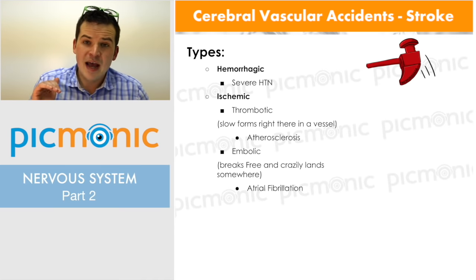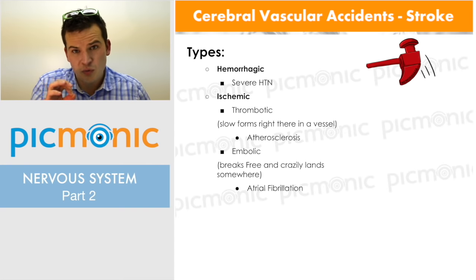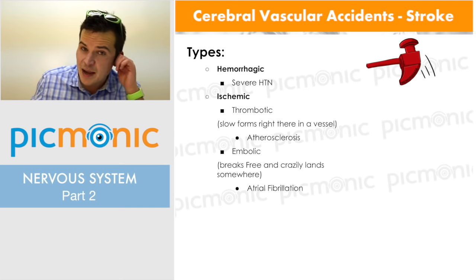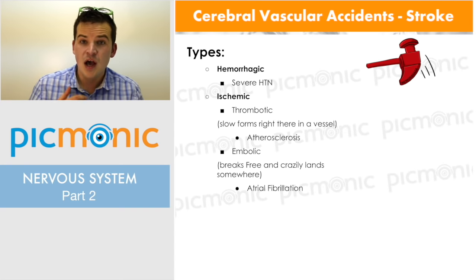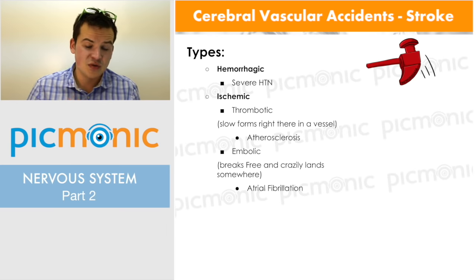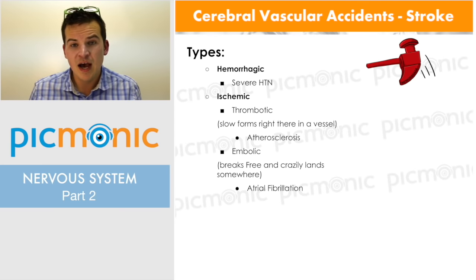Now, the number one cause of those sporadic leaks, of course, is hypertension. Prolonged hypertension can cause an aneurysm to bust, or it can cause just a hemorrhagic stroke leak. That is really the most common cause.